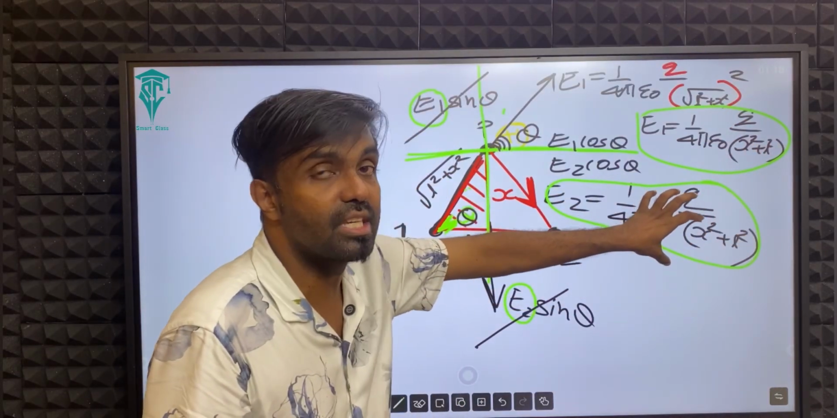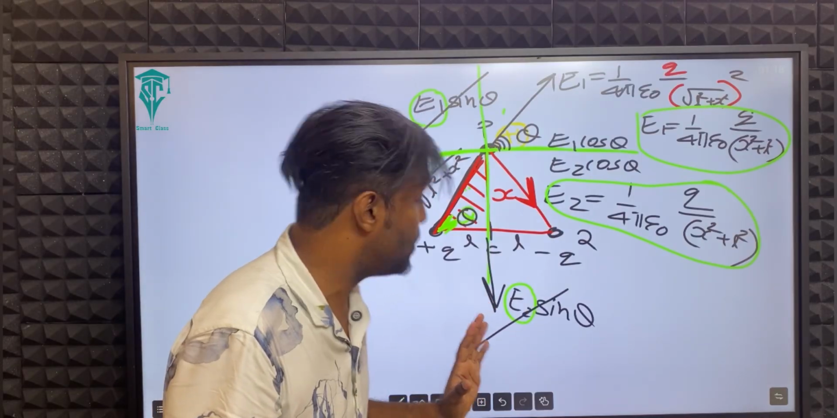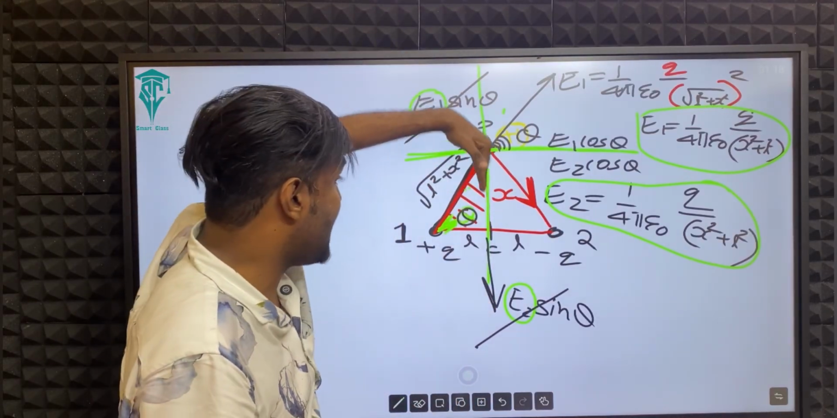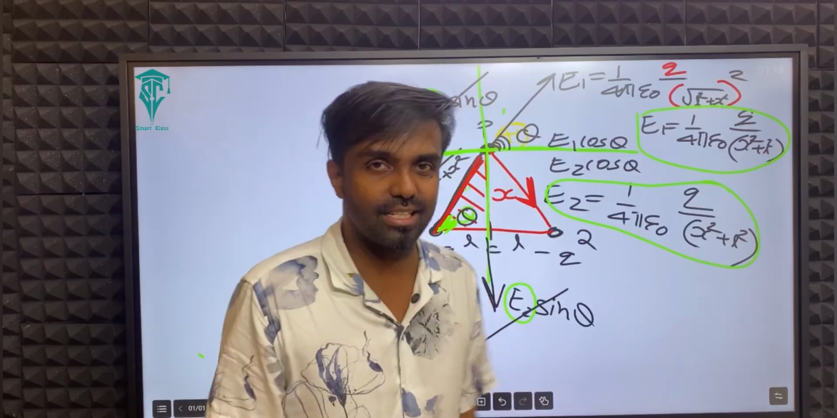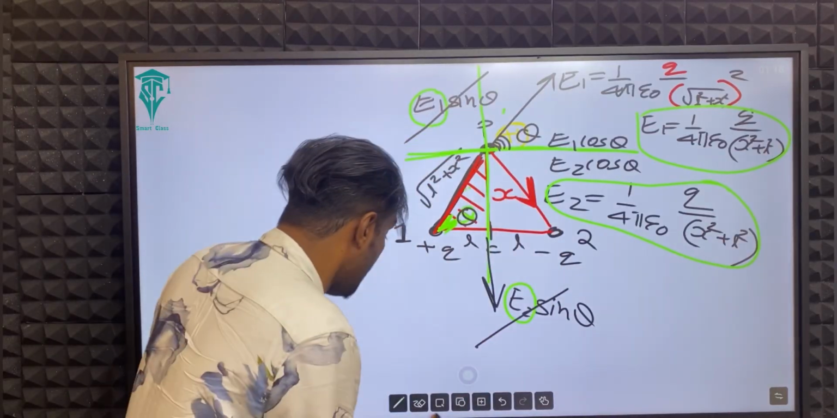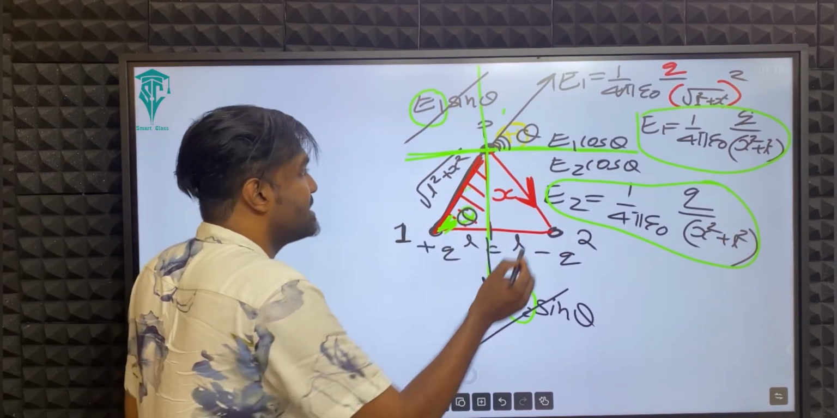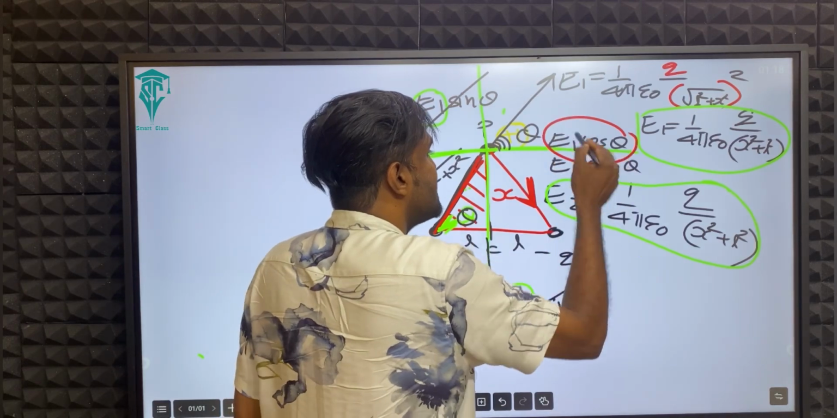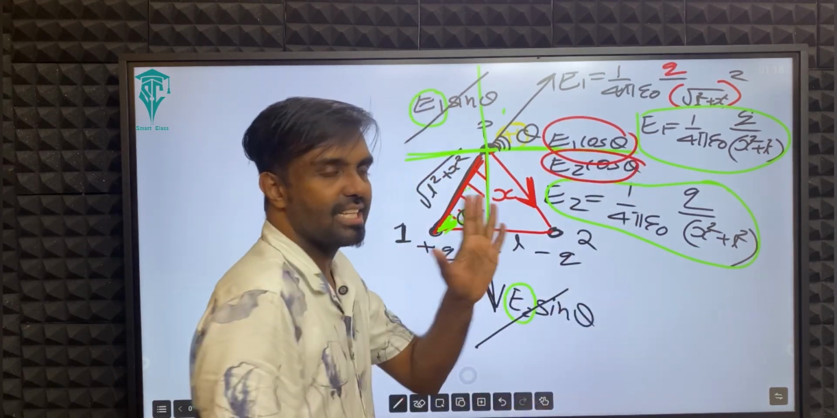The same value is here also, E2 for E2 also. So E1 sin theta and E2 sin theta will get cancelled. So what are the things remaining now? Guys, E1 cos theta and E2 cos theta are just remaining.